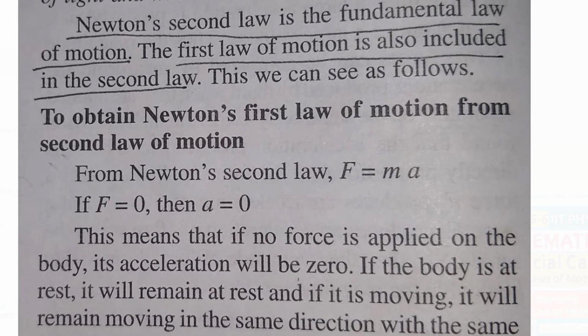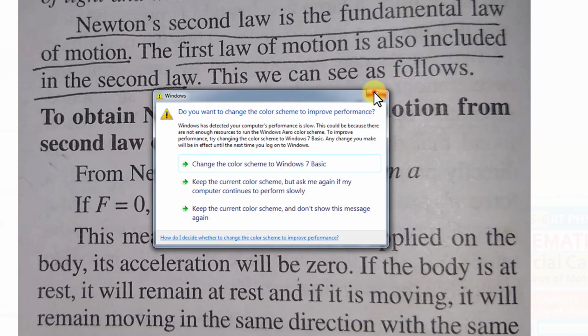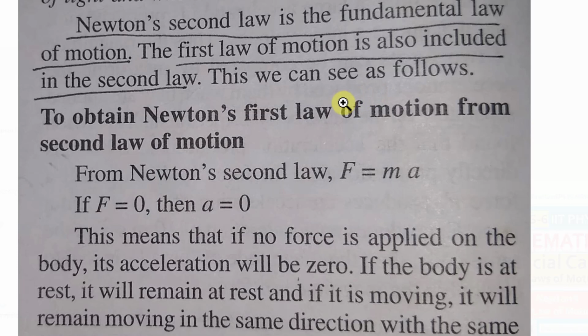Newton's second law of motion is the fundamental law of motion. Newton's second law of motion is considered a fundamental law of motion. The first law of motion can be included in the second law. How? Let's see. To obtain Newton's first law of motion from the second law of motion, according to Newton's second law, F is equal to ma. If F is 0, of course a is 0. Suppose no force is applied on the body, acceleration produced also will be 0.